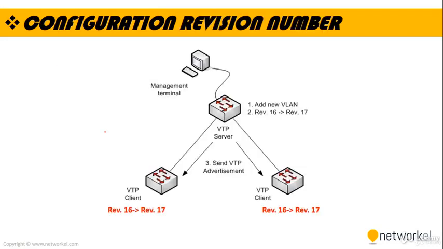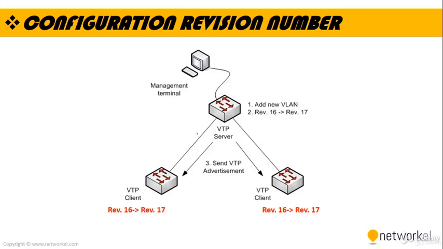And let's go ahead with the configuration revision number term. Configuration revision number is a 32-bit number that indicates the level of revision for a VTP packet, used in order to determine whether the received information is more recent than the current version. This number is incremented by 1 for each VLAN change, and if a switch receives an update with a higher revision number, this update is always used.